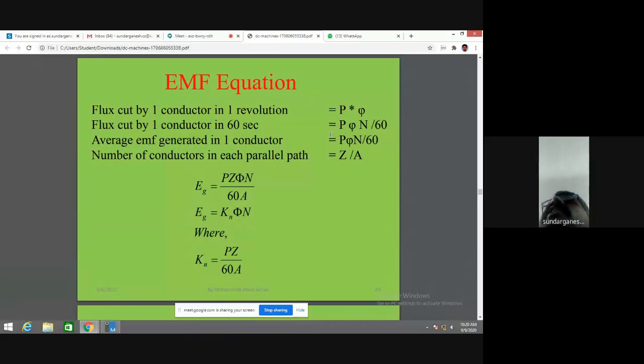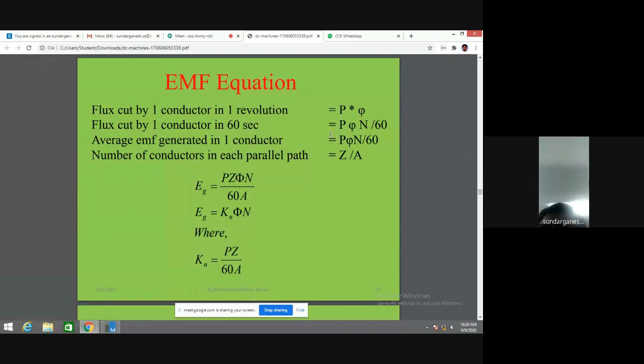Okay. For every parallel path, there is a number of conductors. How do we find this number of conductors? You divide the number of conductors by the number of parallel paths, so Z by A. Then you multiply with this average EMF. Eg is equal to P pi N by 60, which we already found, multiplied by Z by A. So it becomes P Z pi N by 60 A.